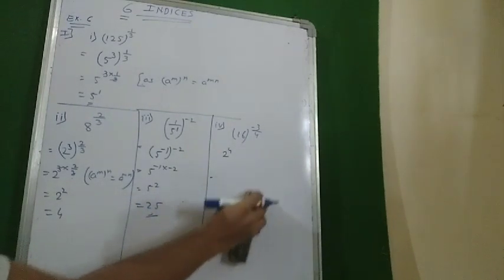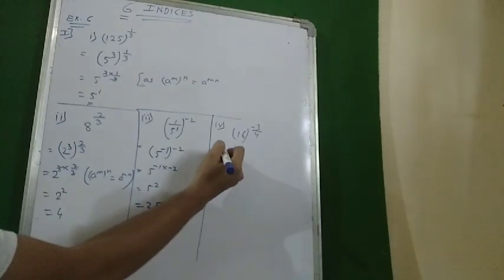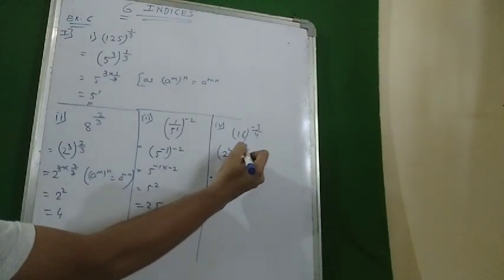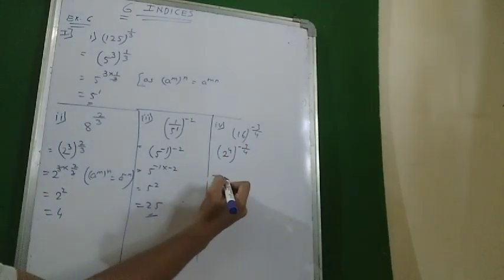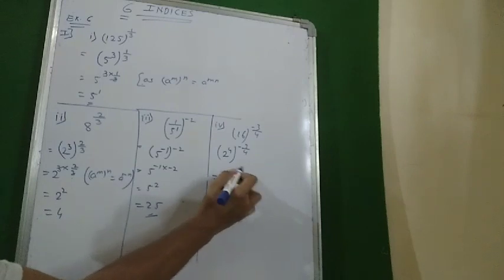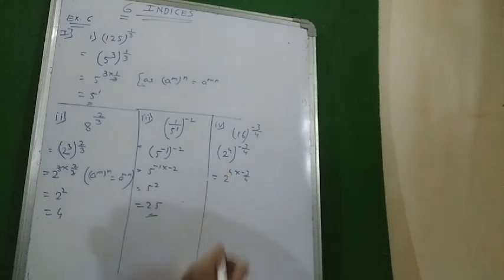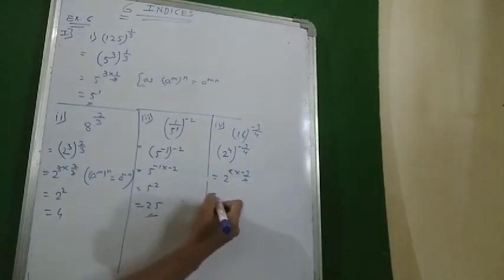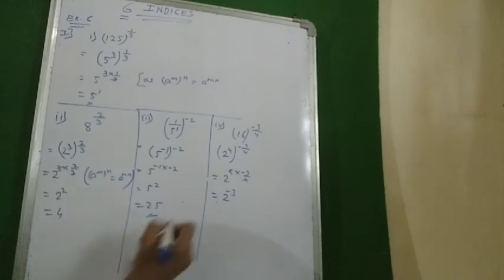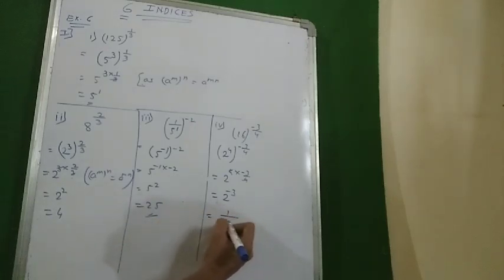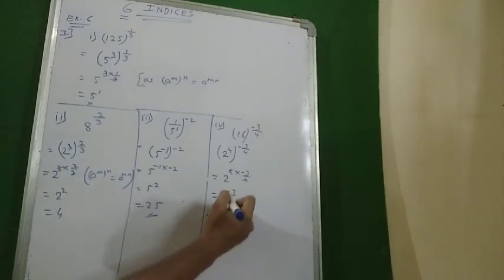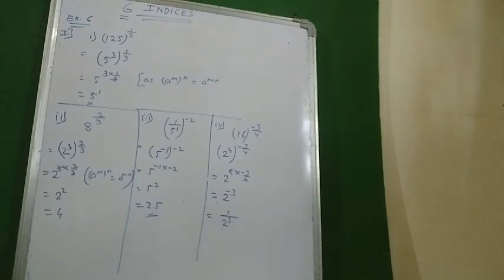And whole raised to minus 3 upon 4. So this becomes 2 raised to 4 multiplied by minus 3 upon 4. 4 gets cancelled. We have 2 raised to minus 3. If there is minus sign in the index, we can write this as 1 upon 2 raised to 3. Minus sign goes in the denominator, becomes plus. So it is 1 upon 2 cube, which is 8. So this is the solution for the fourth one.